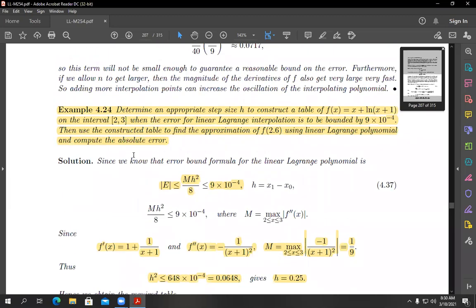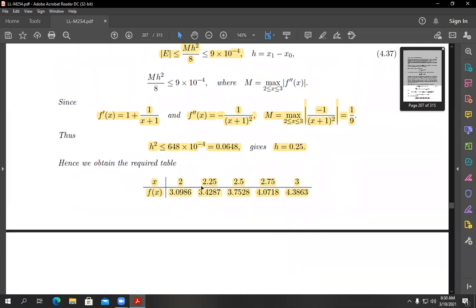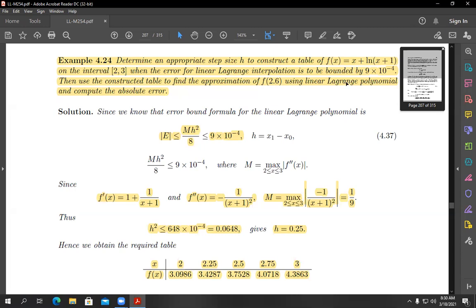What is the next job? He says after you create the table, find the approximation of the function at 2.6 using the linear Lagrange. And the linear Lagrange needs how many points? 2 points. So we have to select 2 points from here, with x given as 2.6. What are the 2 points you will choose, please? x is given as 2.6. So what is the best point you will choose for x0 and x1? Please, anyone? What is x0? Should be.